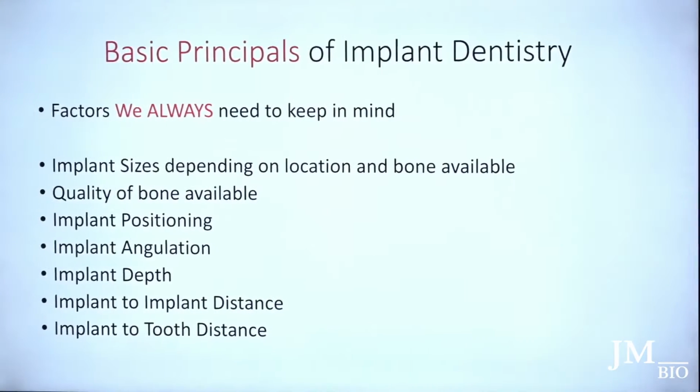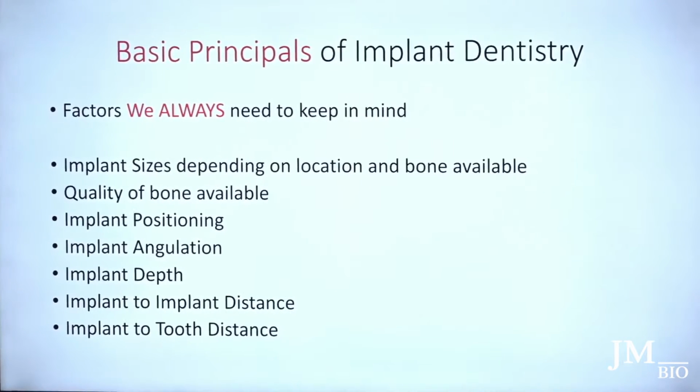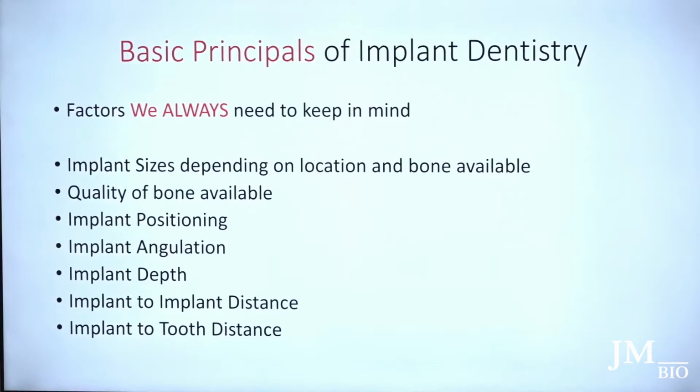But in implant dentistry, the factors that we need to consider are, obviously, bone quality. There are different sizes that fit in different locations. You don't want to place a 7.0 implant for number 7 or 8, for example. It doesn't fit there. I'm talking about diameter. And your implant positioning, angulation, implant depth, and then implant to implant distance and implant to tooth distance. These are critical factors that you need to be cognizant of and keep in mind. All these things play a role from a restorative standpoint, crown down, basically.